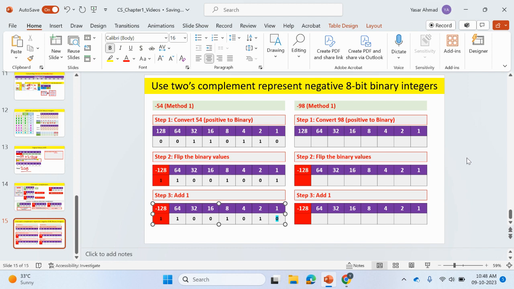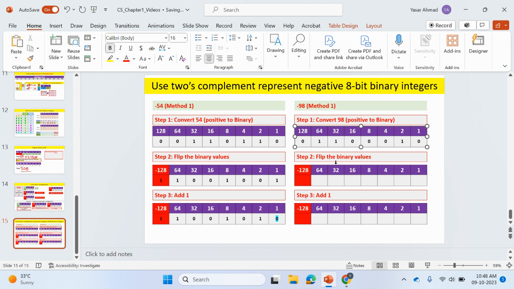Okay, guys, let's do the same thing for minus 98. The first step is to convert 98 to a positive. Does 128 go into 98? The answer is no. So 98 take away 64 is 34. So we can put a 1 here. 32 goes into 34, so we can put 1 here. We have 2 remainder, so we can put a 1 here. And all of these other values should be set to 0.